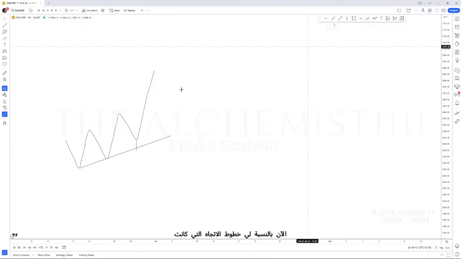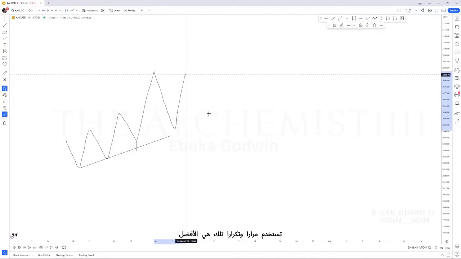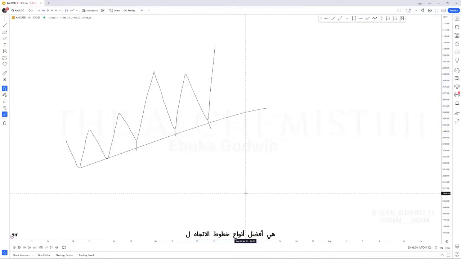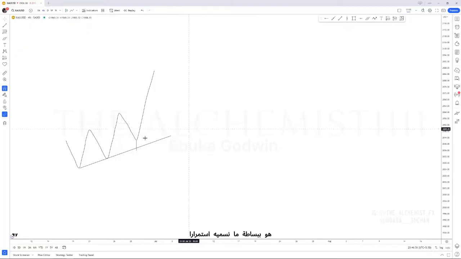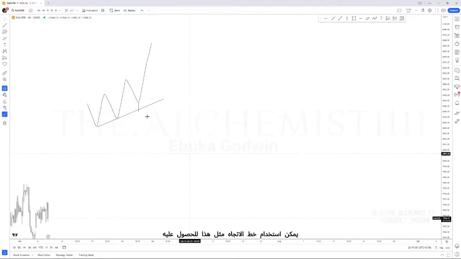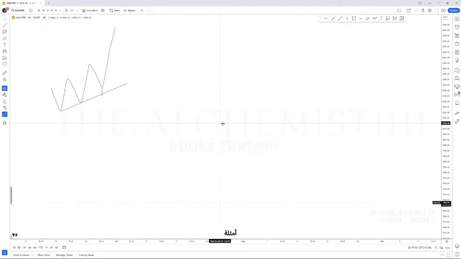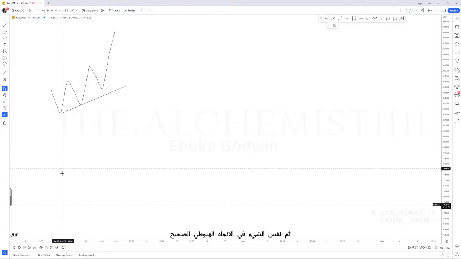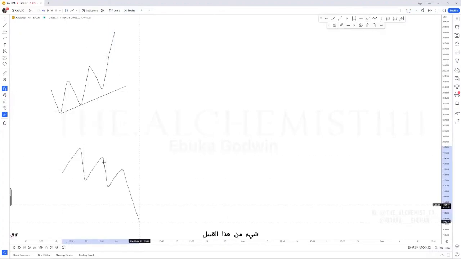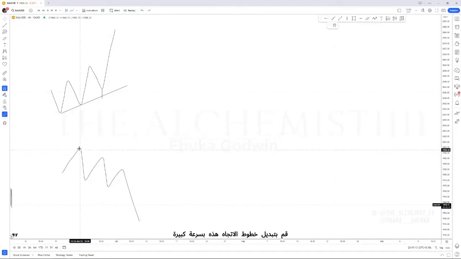For me, the trend lines that were used again and again are the best types of trend lines to determine direction and to use as confluence as well. I'll show you examples. So this is simply what we call a continuation trend line. If we are in an uptrend, we could use a trend line like this to get an entry. Simple. And then same thing in a downtrend, something like this.